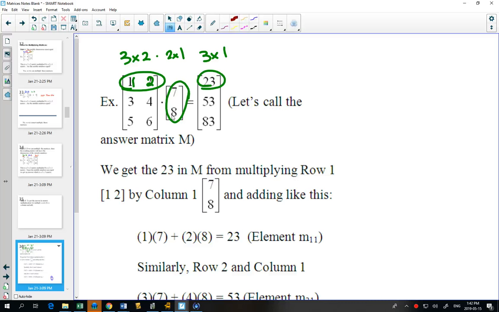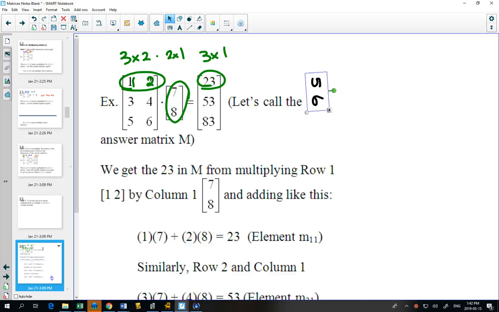And finally, if I took the 5 and the 6, rotated them, boom, right through. 5 times the 7 would be 35. 6 times the 8 would be 48. 35 plus 48 is 83.